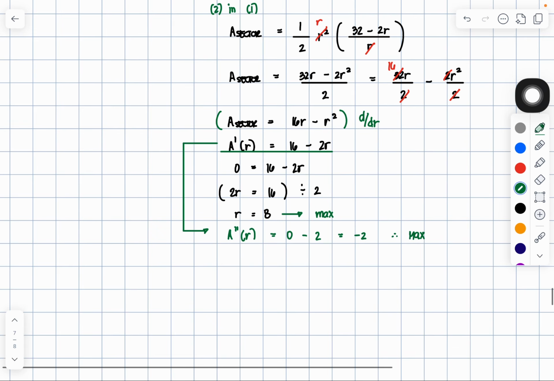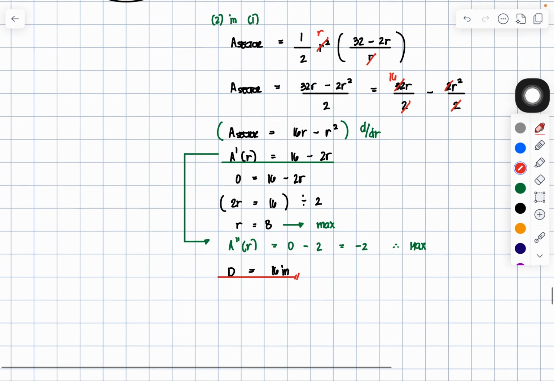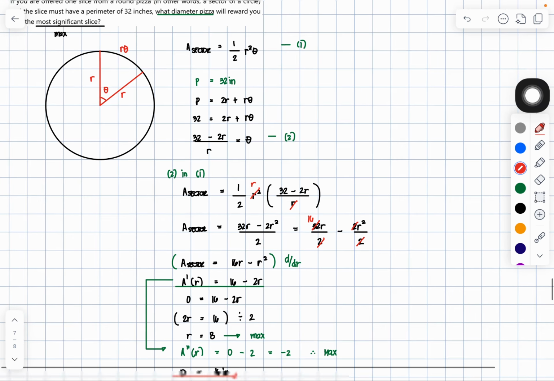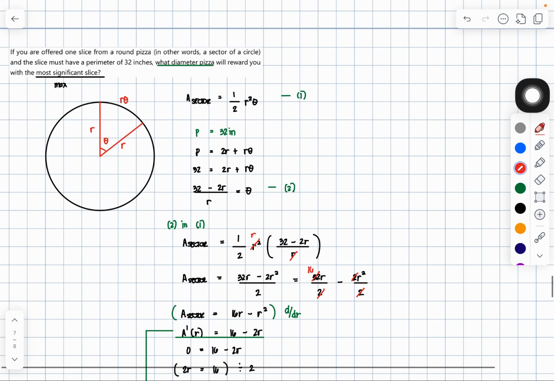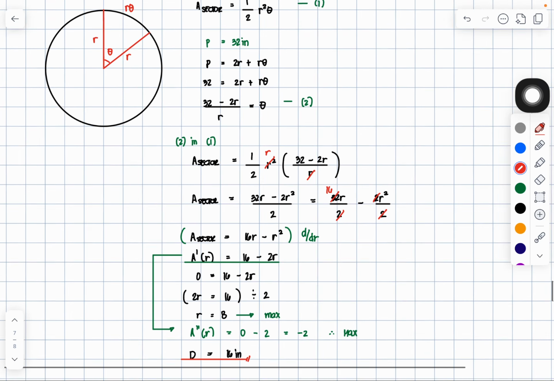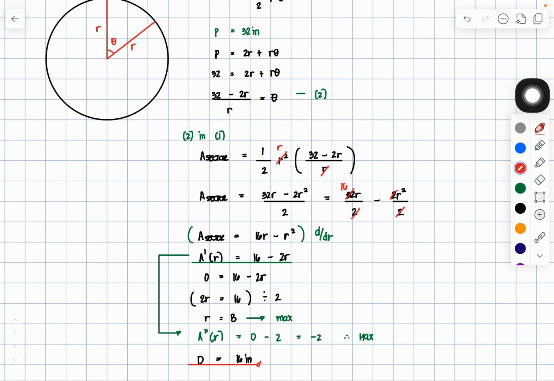But the problem is asking for what diameter of pizza will reward you. The formula of diameter is simply twice of your radius. So, the diameter that would give you the biggest slice, given that the perimeter should be 32 inches, is equal to 16 inches. Paano naging 16? 8 times 2, 16. So yan na yung sagot. So, ito na yung buong solution natin for this particular problem. Di ba easy lang?